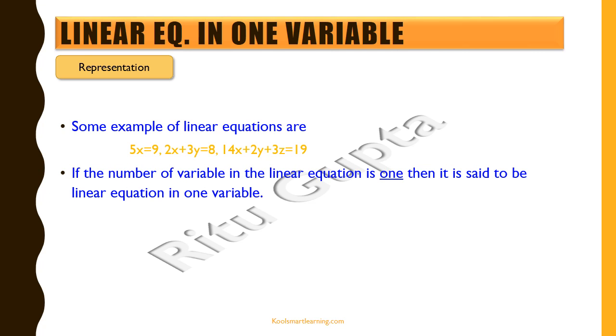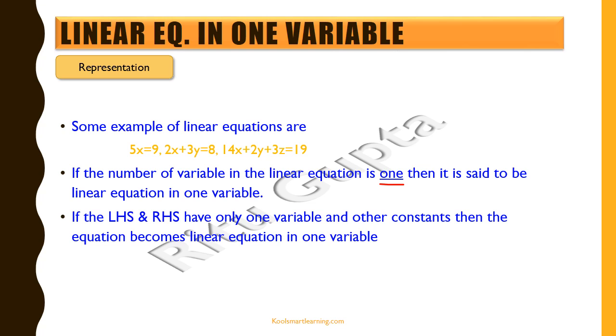Now, are they all linear equations in one variable? No. A linear equation with the number of variables as 1 is said to be a linear equation in one variable. Now if you see these three examples above, we know that 5x is equal to 9 is a linear equation in one variable because it's just one variable, that is x. But in the second equation we see x and y as two variables. So that's not a linear equation in one variable, that's a linear equation in two variables. And if we see the third example, we have three variables x, y and z. So it's a linear equation in three variables here.